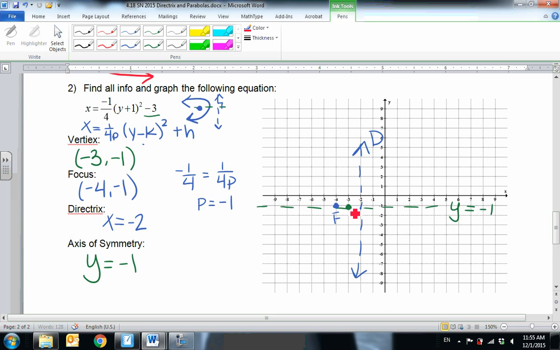1/4. It's a little wide, not super wide. Make sure you start at your vertex. And you always open towards your what? Focus. Always in the direction of your focus. Okay.